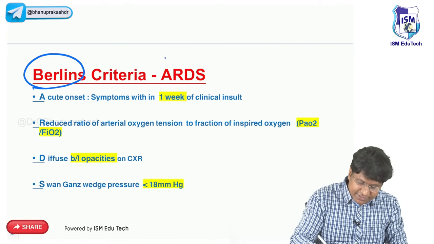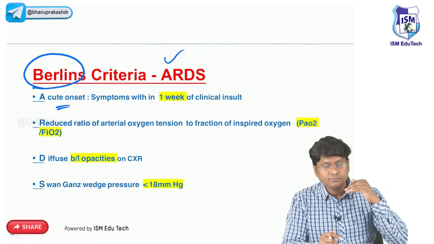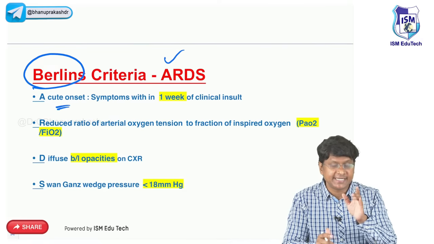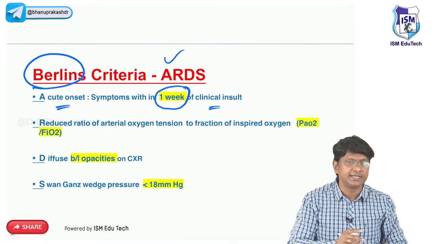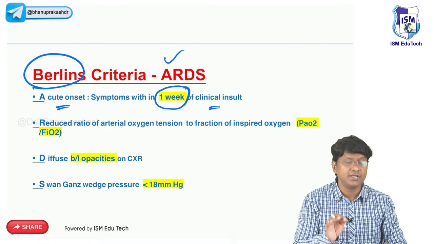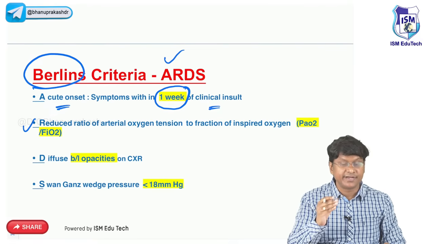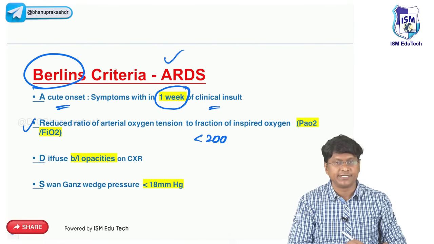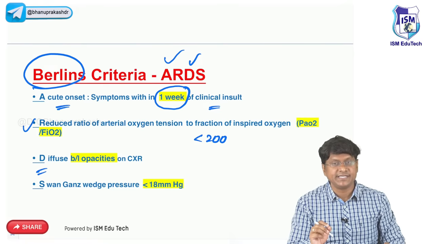So you can just remember the mnemonic ARDS itself. The letter A stands for the onset of symptoms which is acute. Acute in onset, that is, the symptoms develop within 1 week of the clinical insult. The letter R stands for reduced PaO2 by FiO2. And how much will that be? Less than 200. And D stands for diffuse bilateral opacities on the chest x-ray.